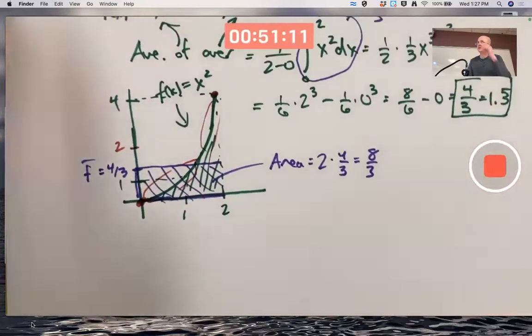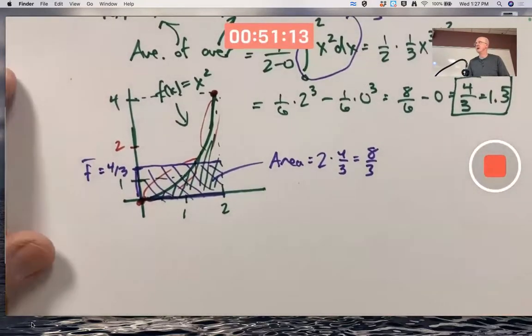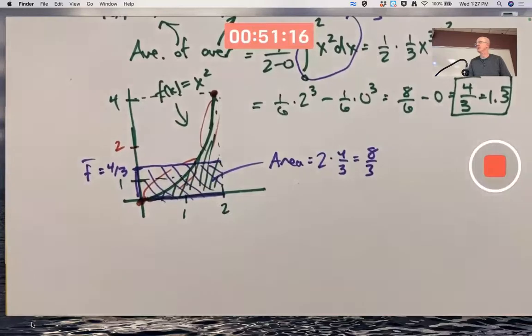It very well could be on there, yeah. And you'll find practice problems at the end of chapter 5. I believe I assigned at least 1 or 2 of those that are related to average value.